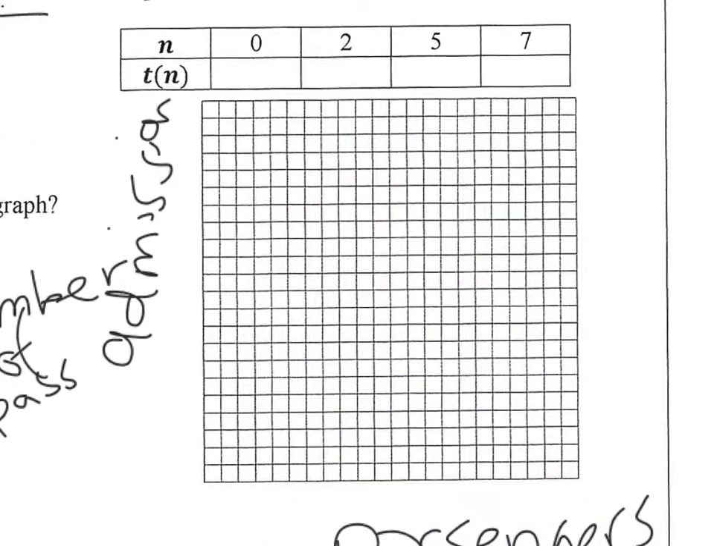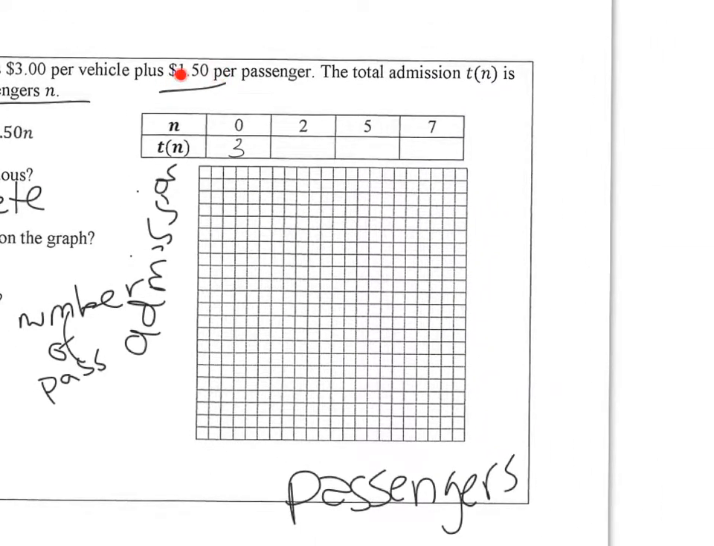So if nobody is a passenger, which is kind of ridiculous, it's going to cost $3. Right? Because your car's still going through. I don't know how, but I'm just filling out my table here. So if you have 2 passengers, each passenger was $1.50. So that's $3 plus $3 for the car, so that's $6. If you have 4 passengers, that's going to be $6. Then add another passenger on, that's going to be $7.50 plus 3 is $10.50.